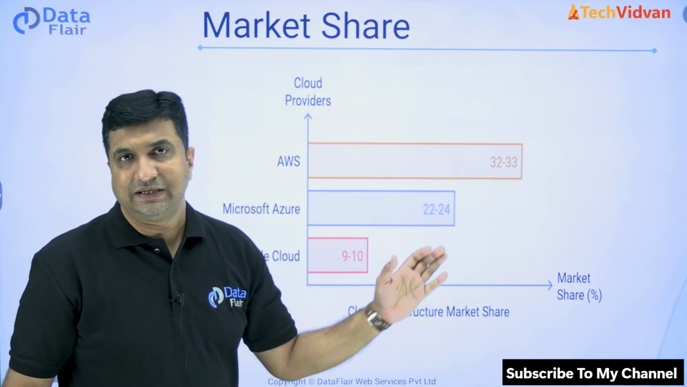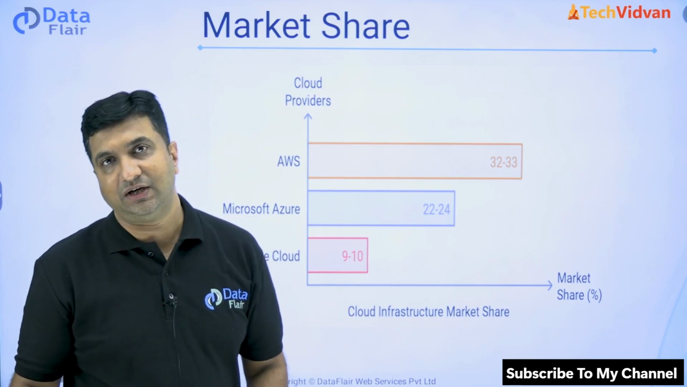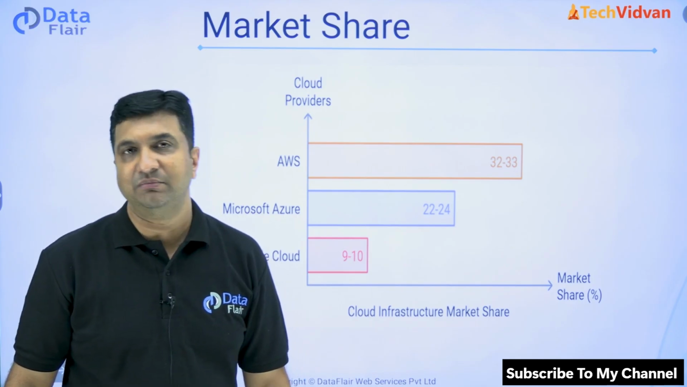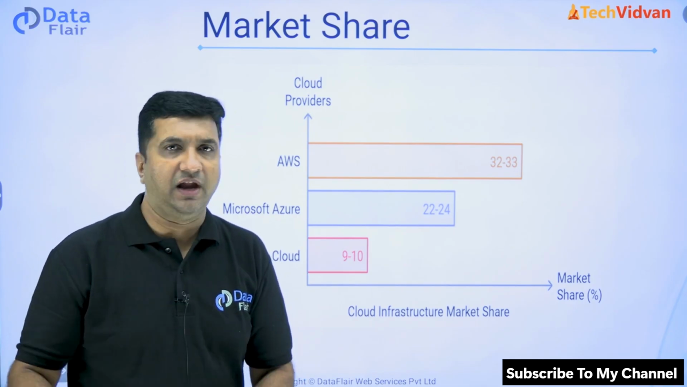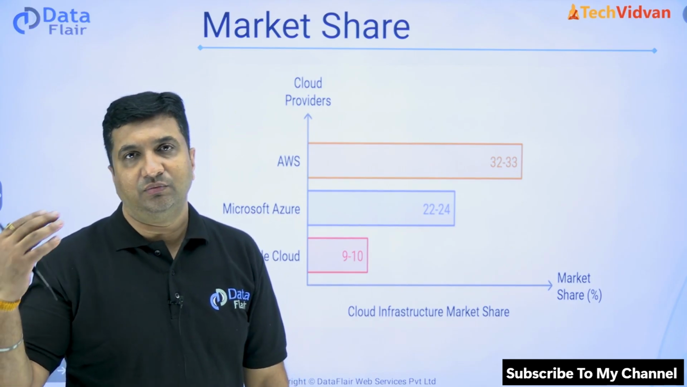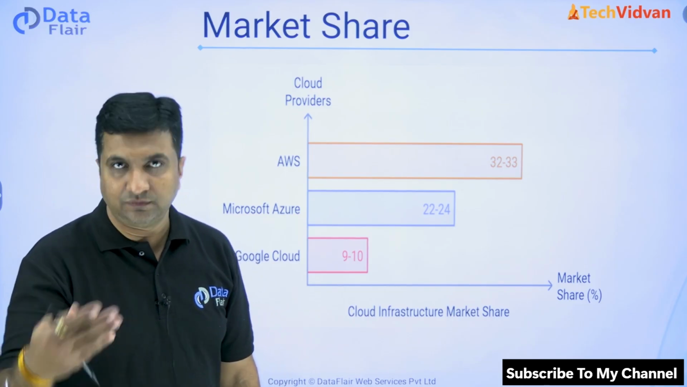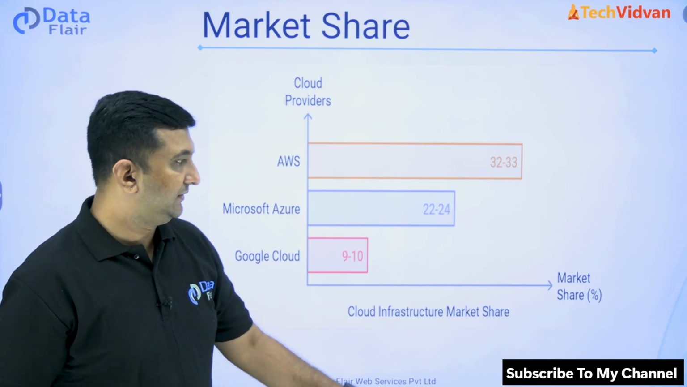This number can change with time. You can see more share for AWS over time, because AWS is working day and night to consume more customers, to serve more organizations like this.